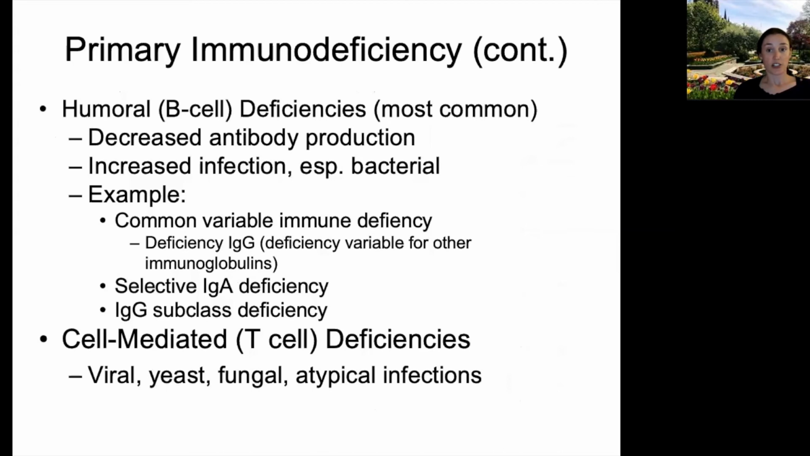This leads to a decrease in that antibody production because remember, B cells produce antibodies. We're going to have increased infections, especially bacterial infections. An example of this could be common variable immune deficiency or deficiency in IgG. You could have selective IgA deficiency or IgG subclass deficiency. Cell-mediated or T cell deficiencies can result in viral, yeast, fungal, and atypical infections.